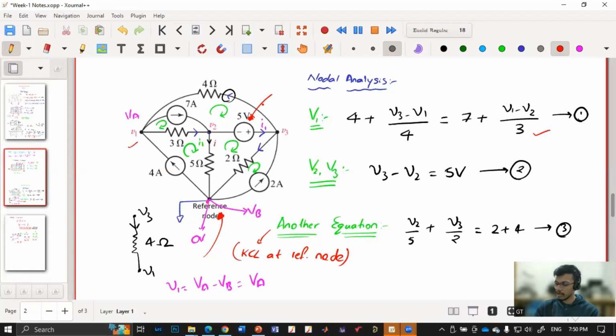As they have said nodal analysis, I have applied KCL at V1 and I got a relation between V2 and V3. Now, either I could use the trick and transform this equation and then apply mesh analysis, but I understand that it is a very lengthy way. Instead, I can think of another way where I'll get another equation.